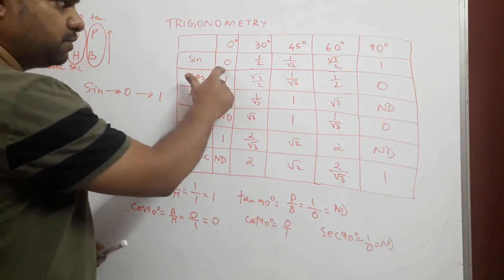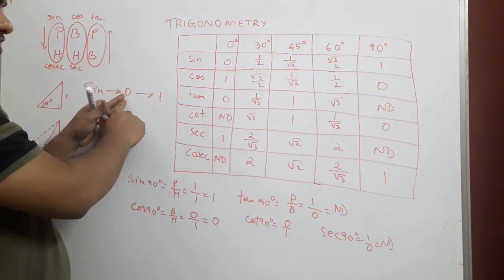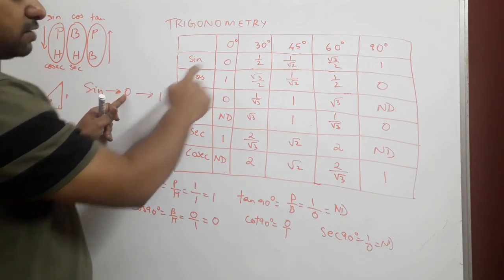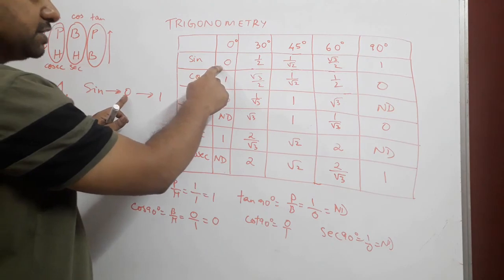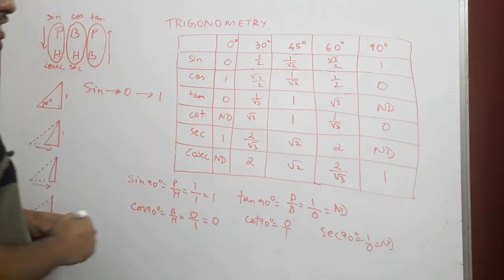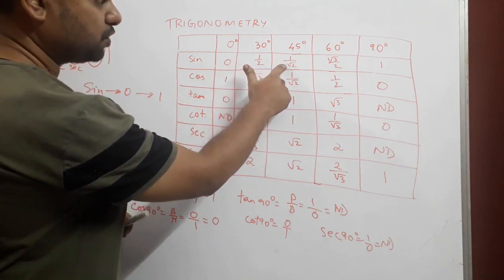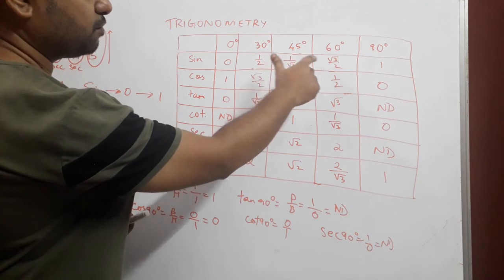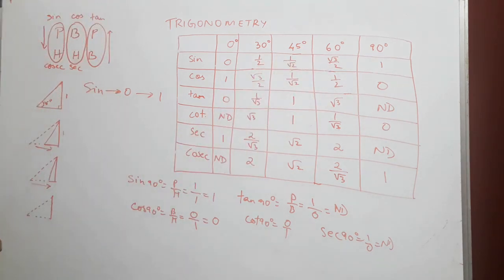So if sine 0 is 0, sine 90 has got to be 1, because we said minimum is 0, maximum is 1. So our maximum angle is what? 90 degrees. Minimum angle is what? 0 degrees. So 0 and 1. What happens in between? Then it goes from half. From half it goes to 1 upon root 2. And from 1 upon root 2 it goes to root 3 upon 2. This is what we need to remember.